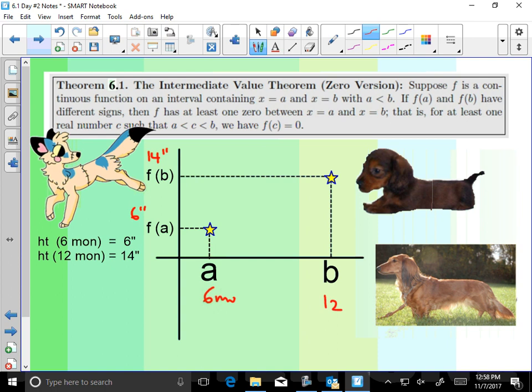Okay, now, that means that at some point in between, let's say at 8 months, Fred will be somewhere in between 6 and 14 inches tall. That makes sense, Mr. Ludd, because his growth is going to be continuous. There's no gaps there. Polynomials don't have gaps. It's not like Fred is 7 inches tall and then all of a sudden instantly gains 2 inches. No, that doesn't happen.